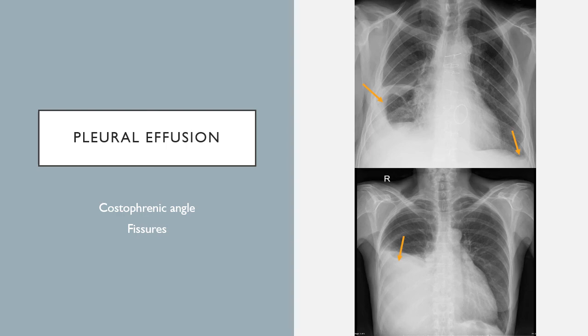1. Blunting of the costophrenic angle indicates accumulation of fluid in the pleural space, seen on the top image on the right or the patient's left. 2. Check for fluid accumulation in the fissures between lobes, as seen in the horizontal fissure seen in the top image on the left or the patient's right side.